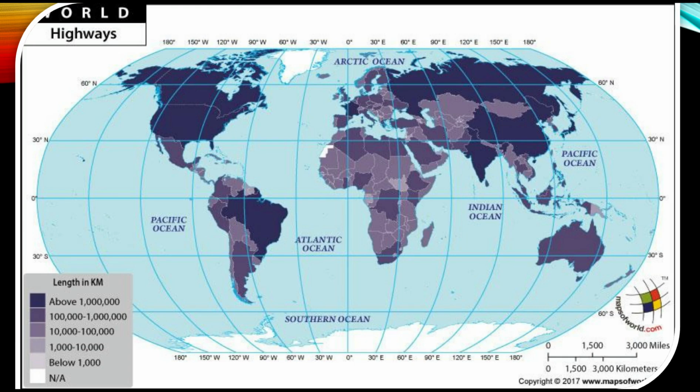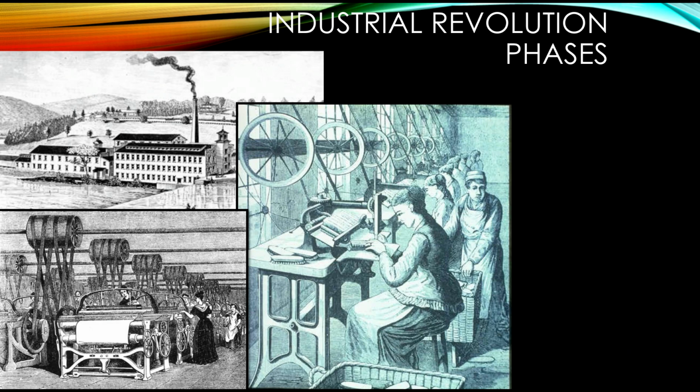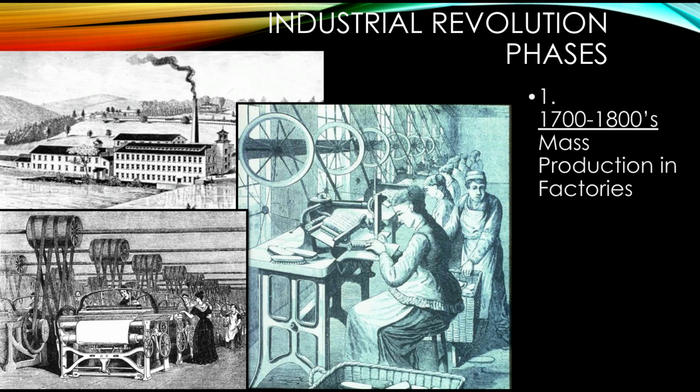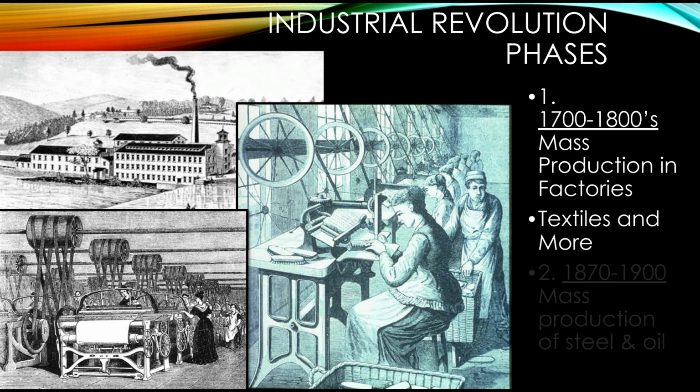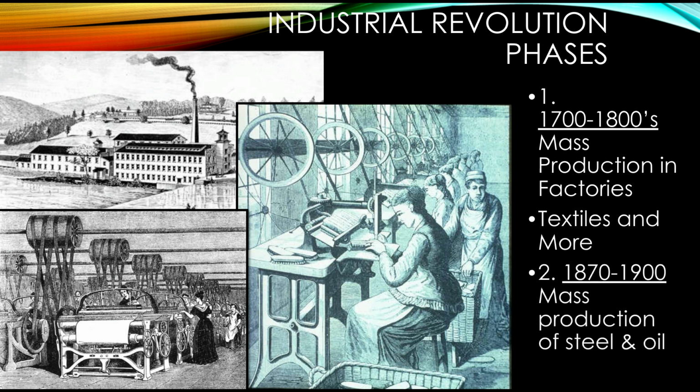Here's just another World Highways map, just a different look at it. So there were different phases in the Industrial Revolution. You just need to know these because they're still going. We've got the first phase, which we talked about in class, textiles and goods like that. In the 1870s, we had the mass production of those things that are used to create the things that are used to make all the industry. We started producing steel and oil, which gave us skyscrapers and factories and trains and trucks and all that sort of stuff that then allowed us to do more industry.